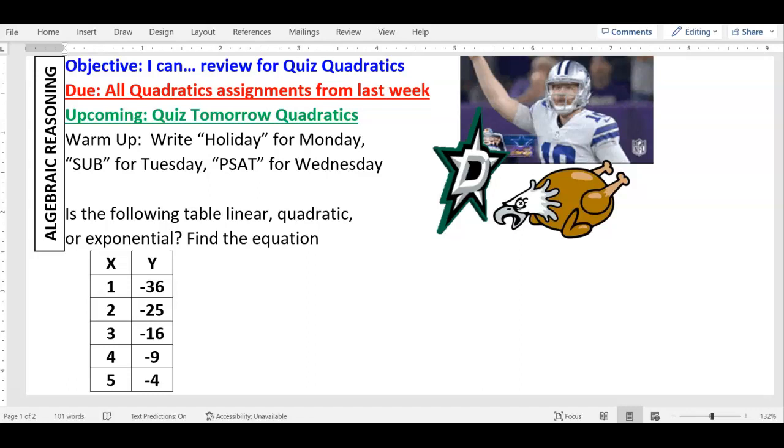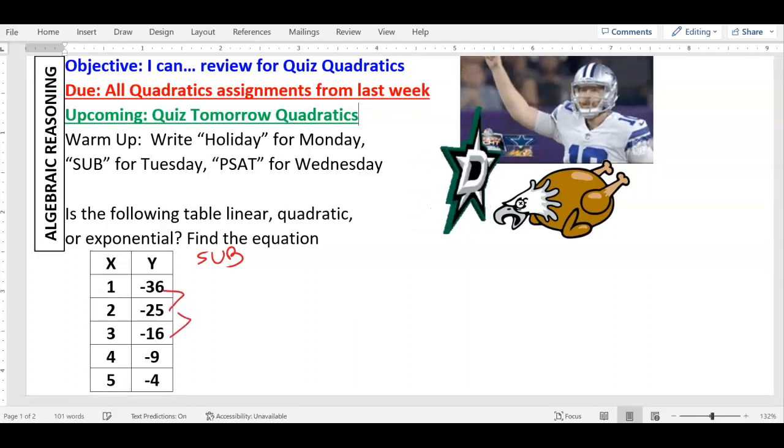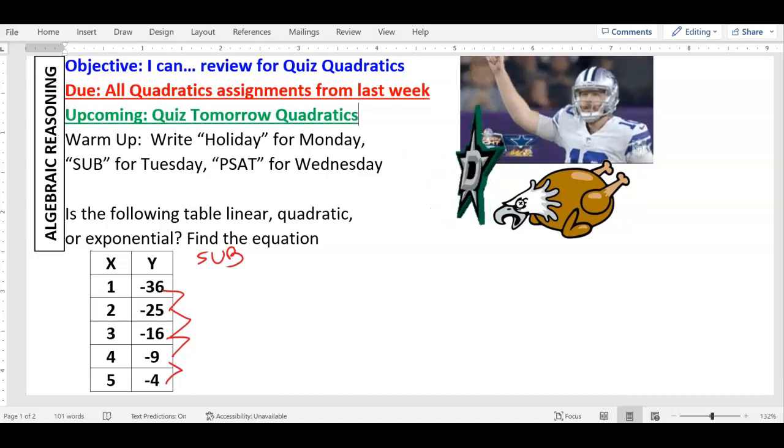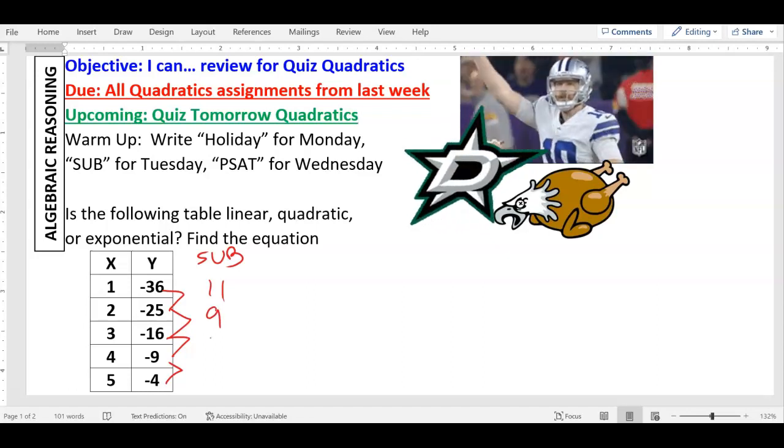Now, last week we talked about how to tell if these are linear, quadratic, or exponential. What should I do on the side of this table here? Subtract. So let's subtract here. Whenever you do subtract, it's bottom minus top. Negative 25 minus negative 36 is a positive 11. Negative 16 minus a negative 25 is a 9. Negative 9 minus negative 16 is 7. Negative 4 minus negative 9 is 5.